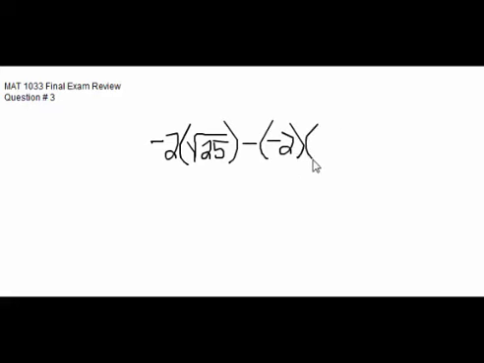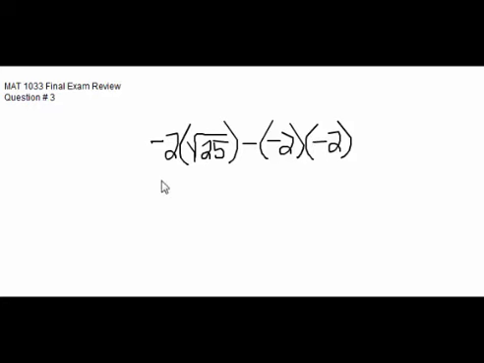MAT1033 final exam review question number 3. Simplify the expression. We've got negative 2 times the square root of 25 minus negative 2 times negative 2. Following the order of operations, we need to do the radical, find this root first.